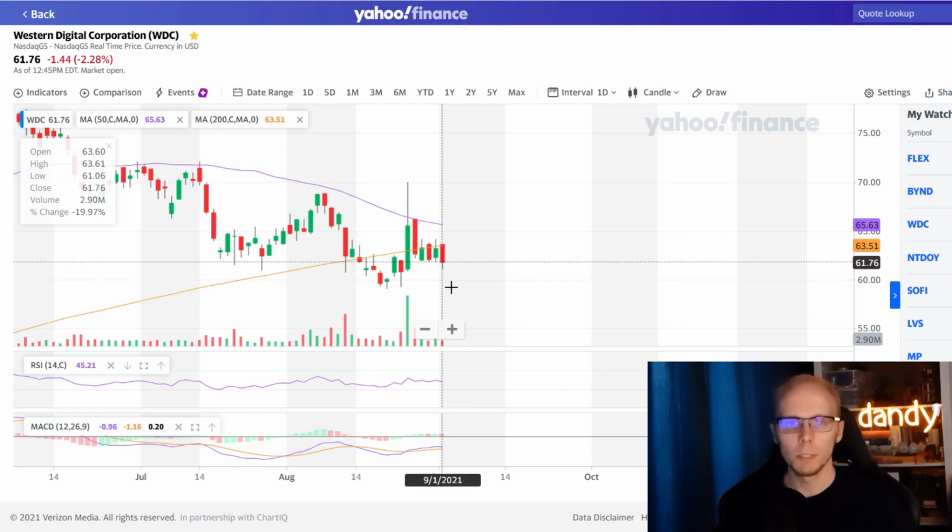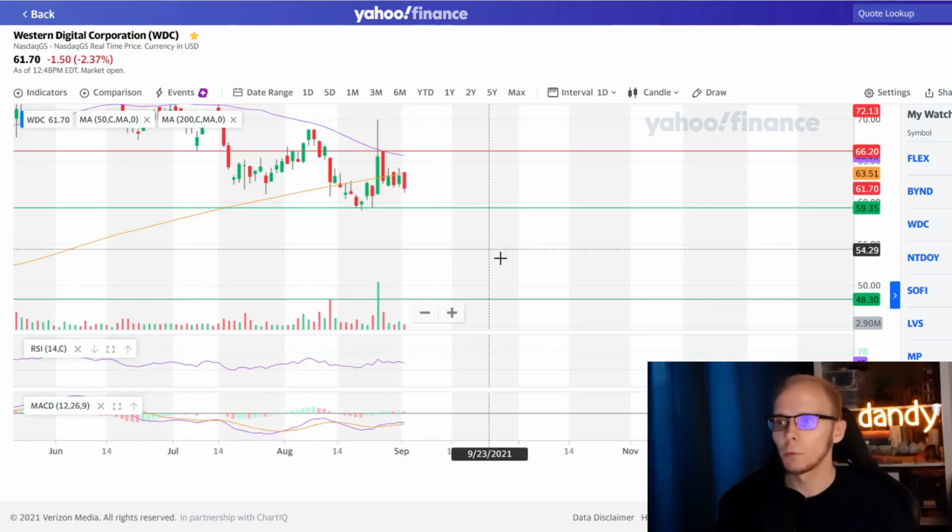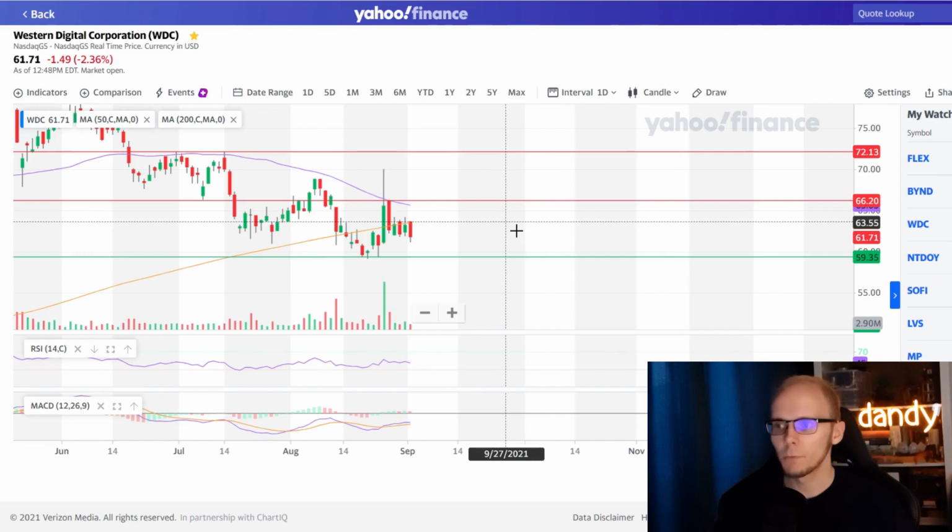Let's set a few support and resistance targets. So the first support will be quite close at $59.35, and the second one will be a bit further down at $48.30. As for resistances, the first one will be at $66.20, and second at $72 per share.